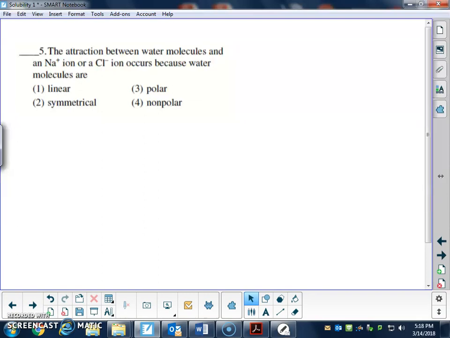Number 5, the attraction between water molecules and the sodium ion or the chloride ion occurs because water molecules are, again, polar. I just said the water molecules are polar. You need to remember that. Water molecule is a polar molecule. If there's nothing else you remember in chemistry this year, remember that water molecules are polar.